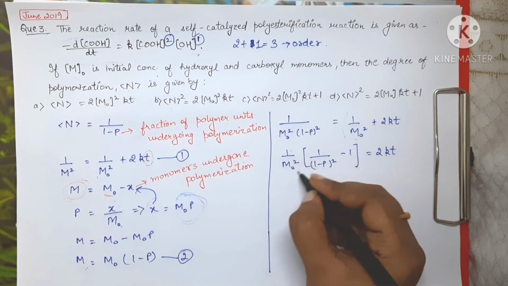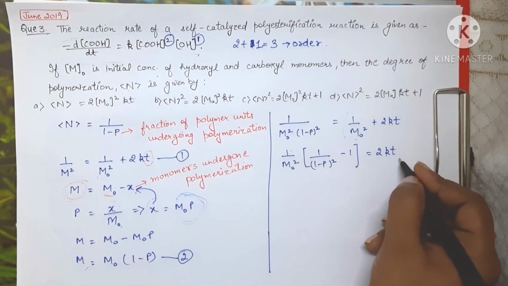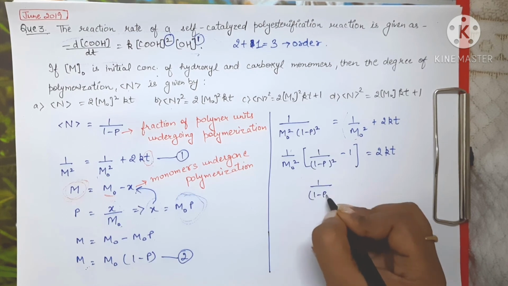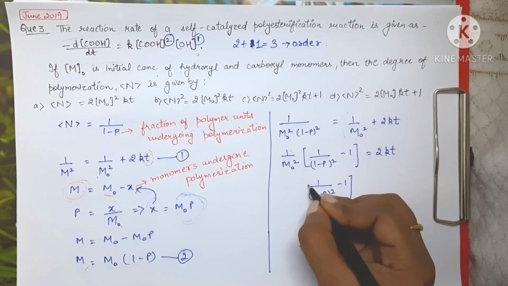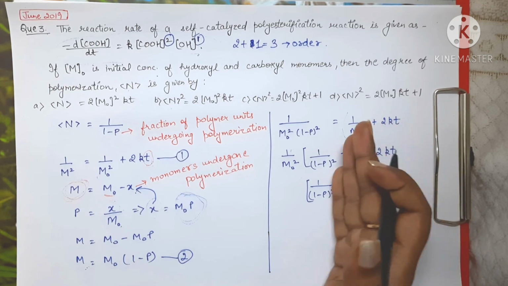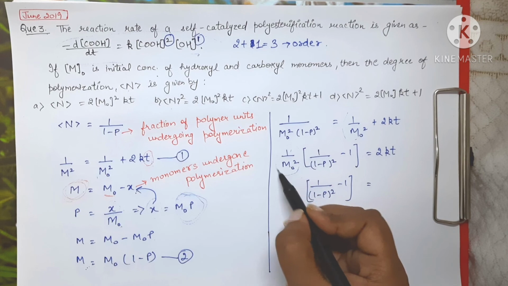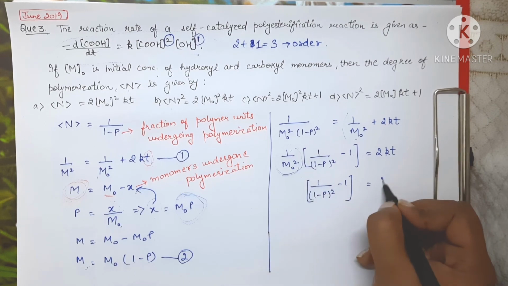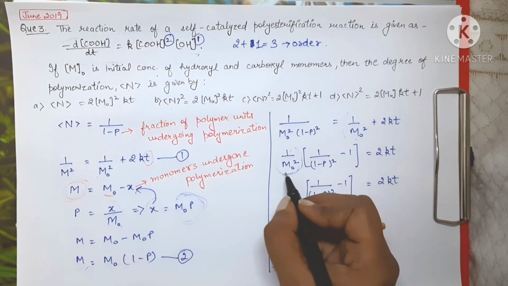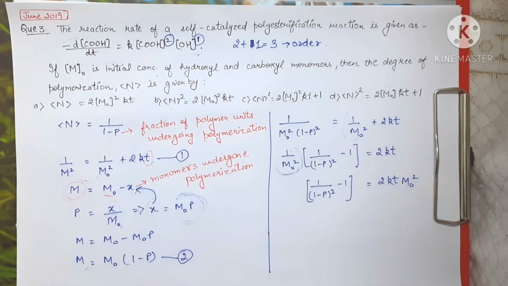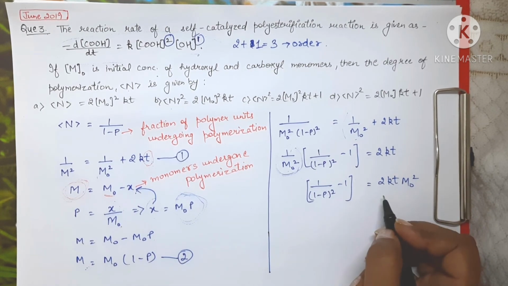Now take this m naught square to the right hand side. So you will be left with 1 upon 1 minus p whole square minus 1. This bracket will remain on the left hand side and this 1 upon m naught square goes to the right hand side. It was divided here, so it will be multiplied here, right? So this is what we get here.